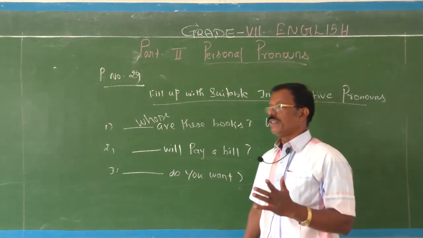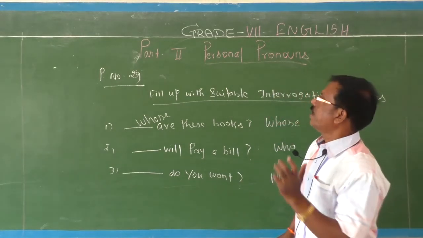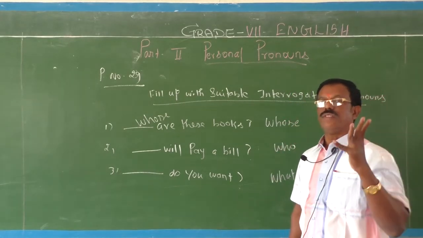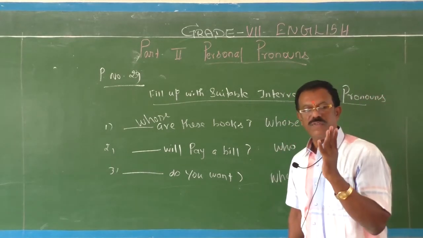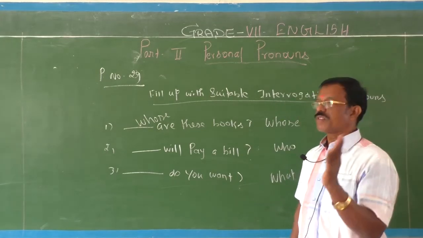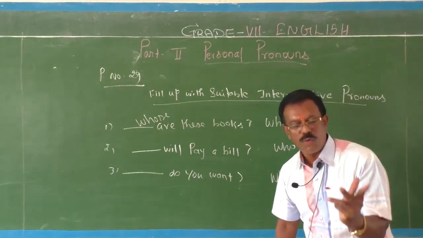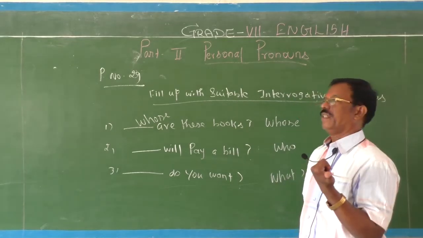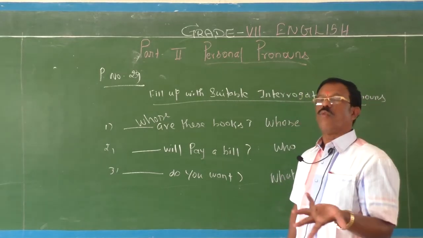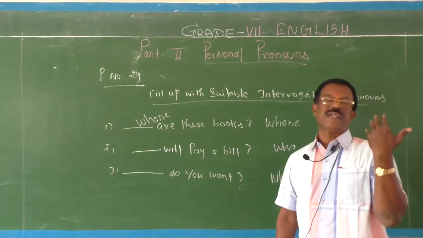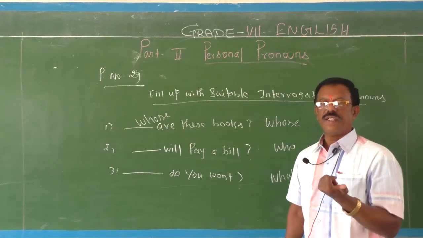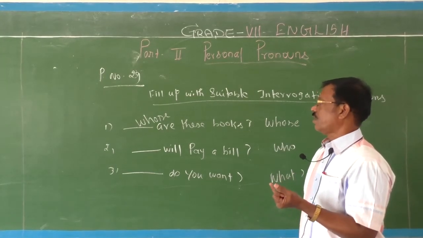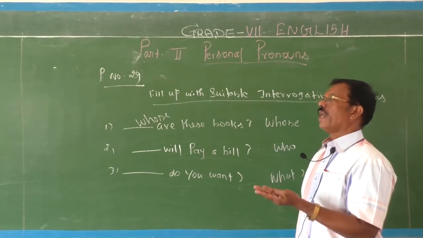So when you are going to select an interrogative pronoun to fill up the blanks, you have to think twice. If it refers to a person, you have to choose who or whose. If it refers to place, you have to select where. If it refers to time, you have to select when. If it refers to things, you can select that or which. In such a way, you have to select which, who, whose and what.